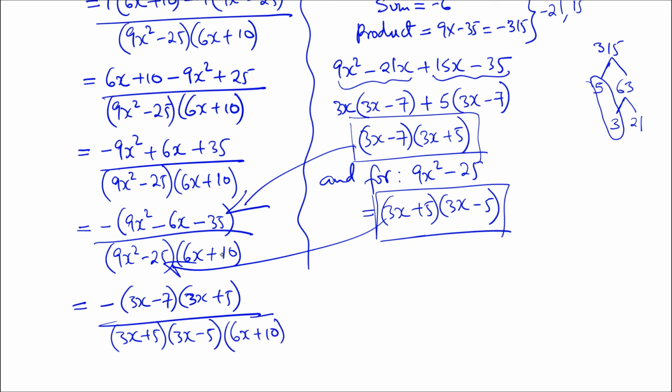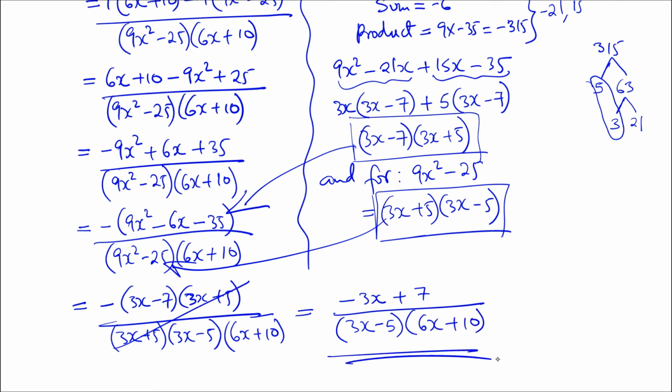Now you notice here that by factorizing, those two are going to cancel, so the resulting expression here will be, and for the numerator, we can't cancel anything anymore, so we can just expand the numerator. So that will be equal to negative 3x plus 7 over the denominator. We have 3x minus 5, and we have 6x plus 10. And that will be the required solution.